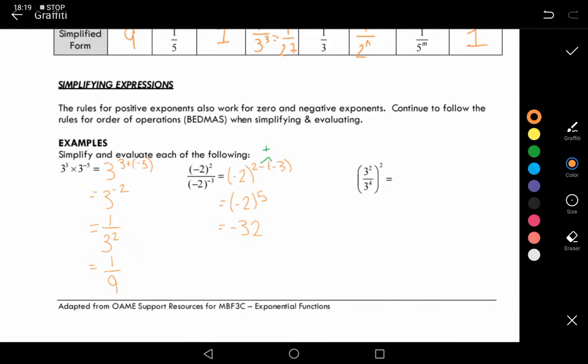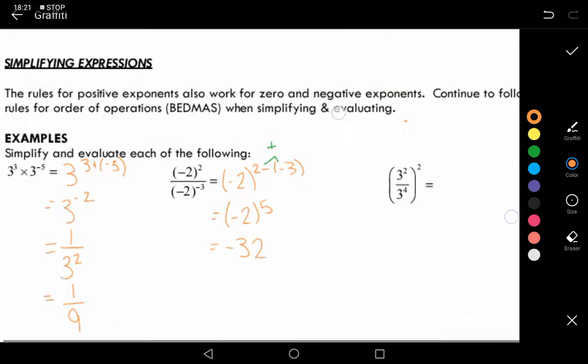All right, last example here. So again, we need to use BEDMAS here. So that means we need to simplify our brackets first. Okay, so we have 3 to the power of 2 divided by 3 to the power of 4. Okay, because we're dividing, that means we need to subtract our exponents. I'm going to keep this in brackets. So I have 2 minus 4, and then on the outside I have to the power of 2. 2 minus 4 is -2, to the power of 2.